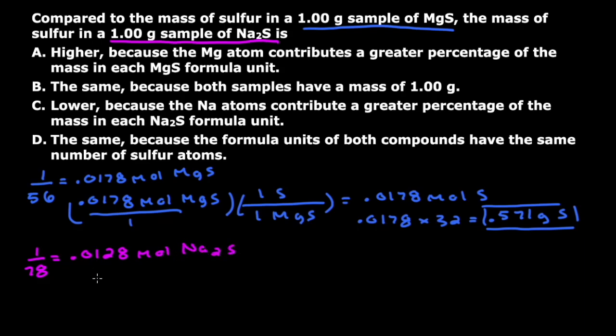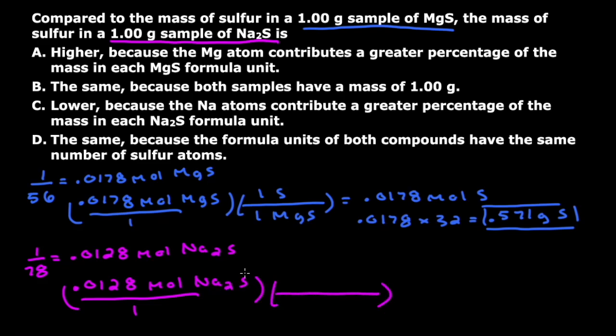Na2S. And we're going to take this 0.0128, and that'll be moles of the Na2S. We'll put that over 1 like this. And then what we're going to do now is say that for every one of these Na2S compounds, I'm going to get 1 S atom. So we'll put 1 S up top. And when we do that, we're going to get 0.0128. And that will be moles of just the S atom that's going to be in this Na2S.